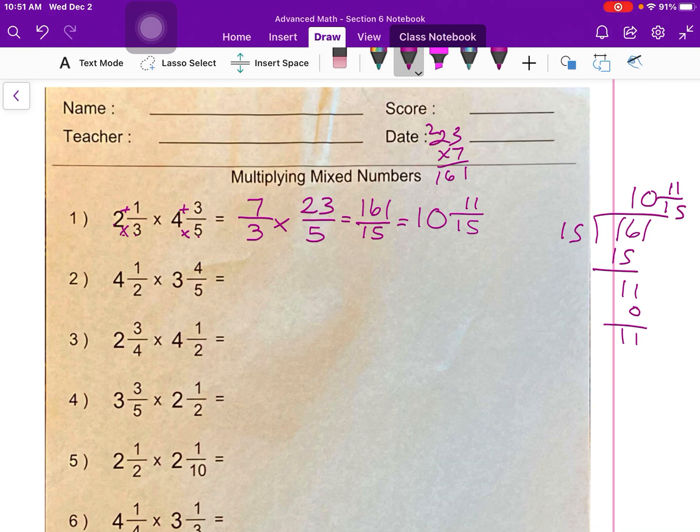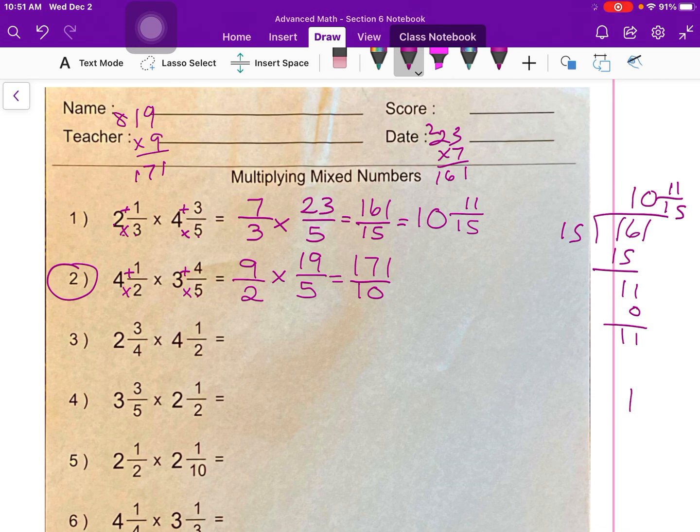So again, on number 2, I would change it to an improper fraction. So 2 times 4 is 8, plus 1 is 9/2. And this one, 5 times 3 is 15, plus 4 is 19 fifths. I can't simplify it anywhere, so I just multiply straight across. And let's see, 19 times 9. 9 plus 8 is 17. So I get 171 over 10.